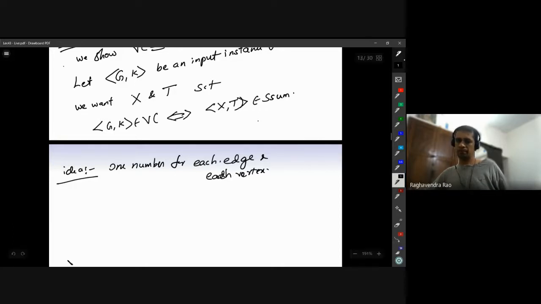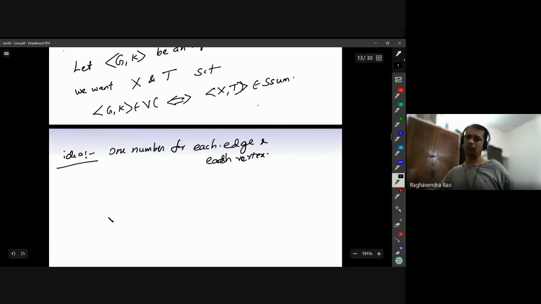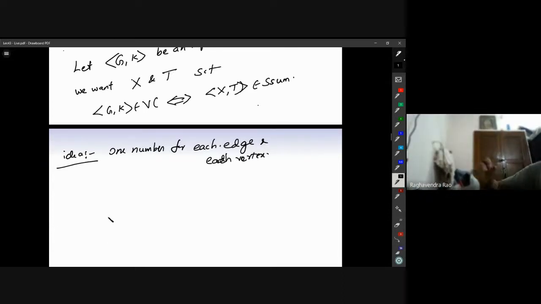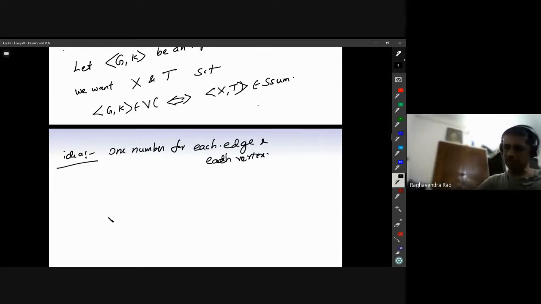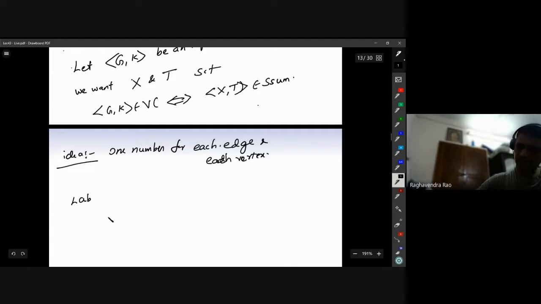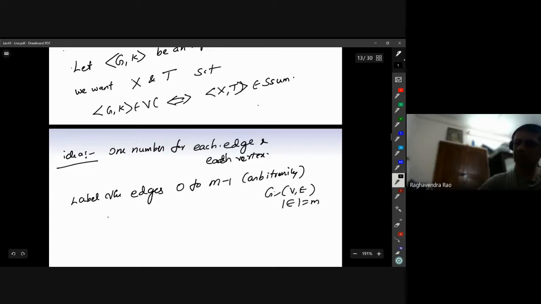So let's see the values. So label the edges 0 to m minus 1 arbitrarily. Okay, we are assuming that G equals (V, E), and the number of edges is m.